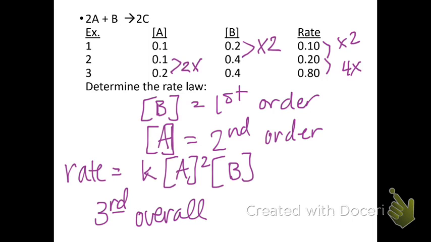Okay, so if you needed to explain that on a test or a quiz or the AP exam, you can explain that by saying when B concentration was doubled while A was kept constant, the rate doubled. Therefore, it's a first order reactant. For the concentration of A, when we doubled A's concentration and kept B's concentration constant, the rate quadrupled. That would be indicating a second order for that reactant. So that's a way you could say that.